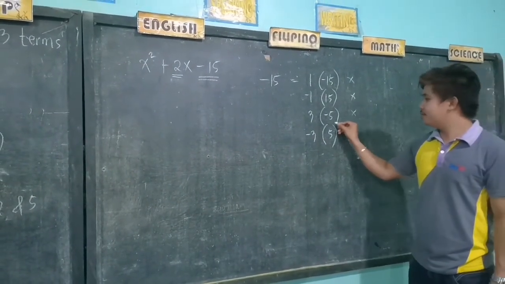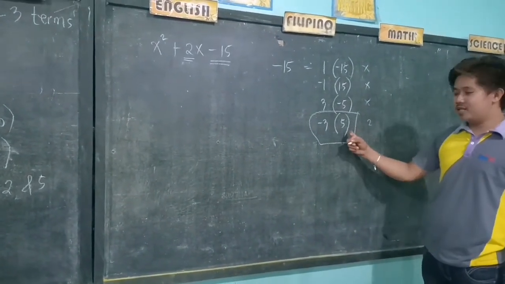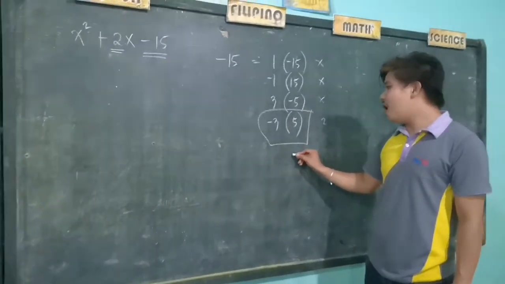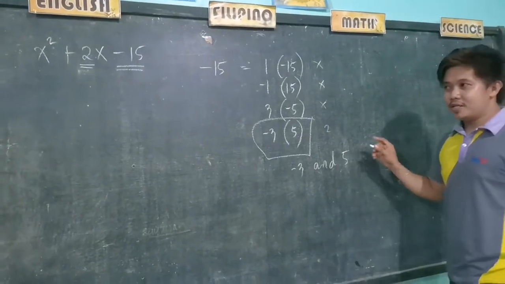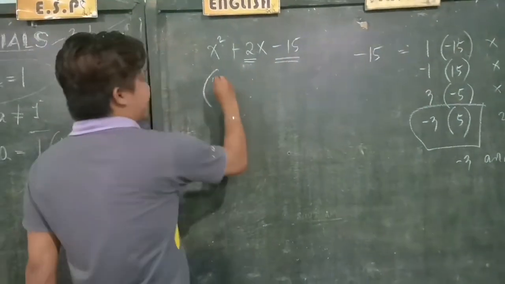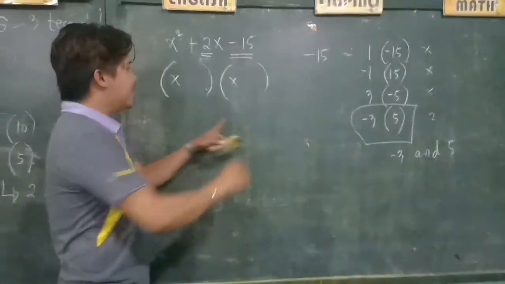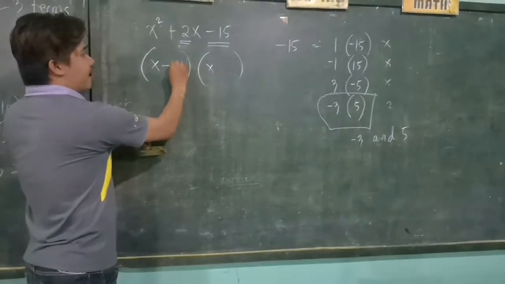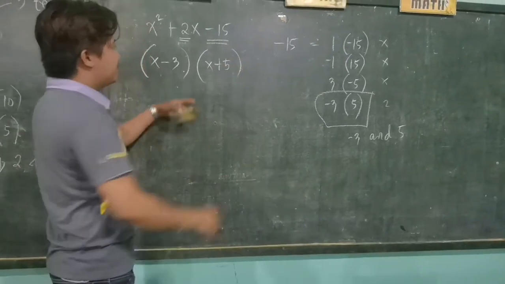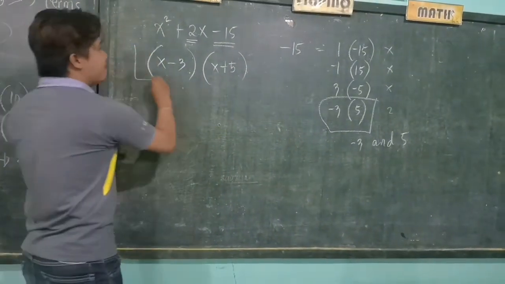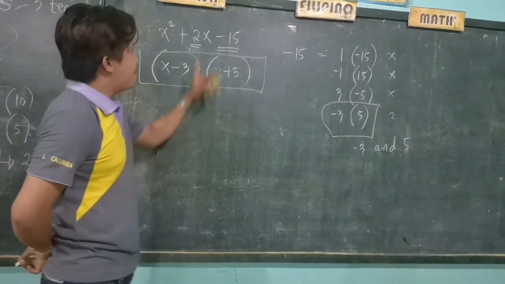So therefore, this is the correct combination. Thus, the factors are negative 3 and 5. So let's write this in factor form. Again, we have x, and on the other side x. The first factor is negative 3, so just write minus 3, and the other one is 5, so plus 5. So this is now the factor of x squared plus 2x minus 15.